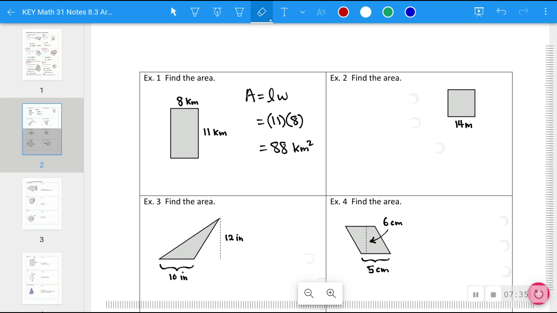Okay, find the area of this square, and the formula for a square is the side length squared. So it's going to be 14 times itself, which is 196. And here the units of length are meters, so the units of area are square meters.